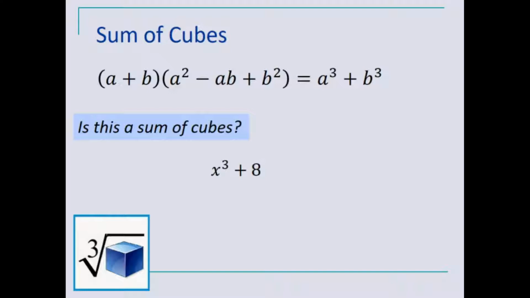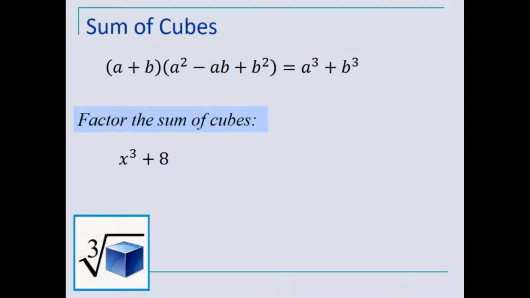In this slide, they're asking whether the binomial x to the third plus 8 is a sum of cubes. It must meet the following criteria. Is the first term a perfect cube? X to the third power is x cubed. Is the last term a perfect cube? Since 8 is 2 to the third power, it also meets the criteria. And lastly, the terms are a sum. The three criteria for this binomial have been met to classify it as a sum of cubes.